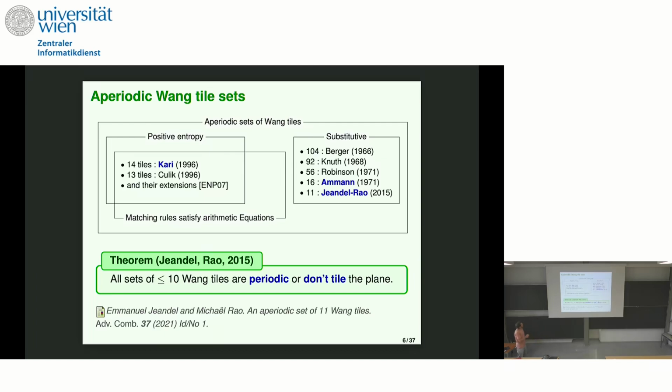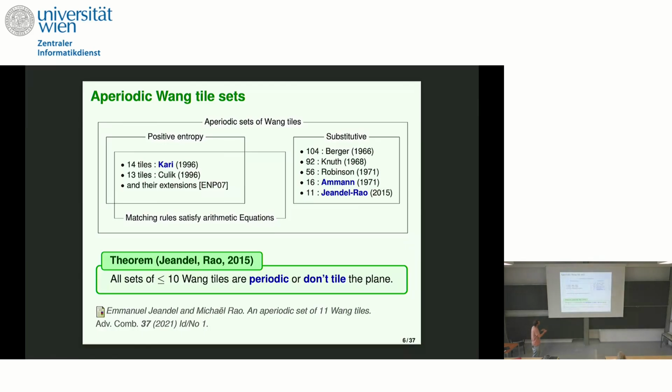And then on the other side here, you have the Kari and Culik set of tiles. Kari found 14, Culik simplified it to 13. So these are very different because they have positive entropy. And the way they are defined is that the matching rules satisfy equations.